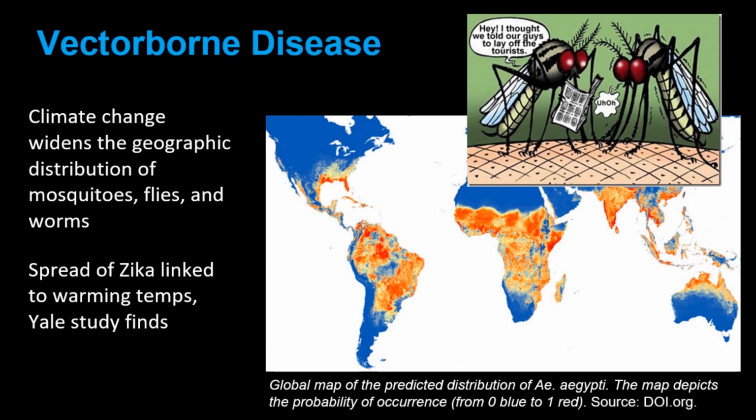And it's not just the plants and animals that are shifting. Vector-borne disease zones are also shifting. Remember when there was Zika a couple years ago? That's linked to warming temperatures as well.